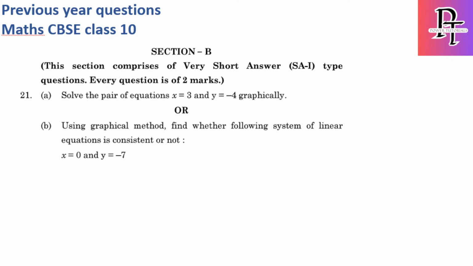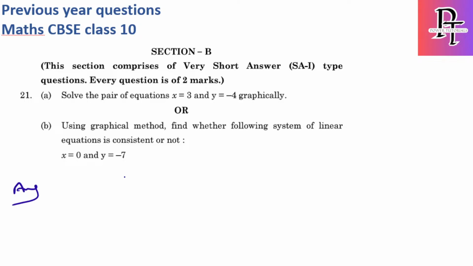Okay, let's continue. Solve the pair of equations graphically, or using the graphical method, find whether the system of linear equations is consistent or not. So both are graphical questions. You have to use a graph sheet, but as I currently cannot show it here, I'm just imagining this as a graph sheet.